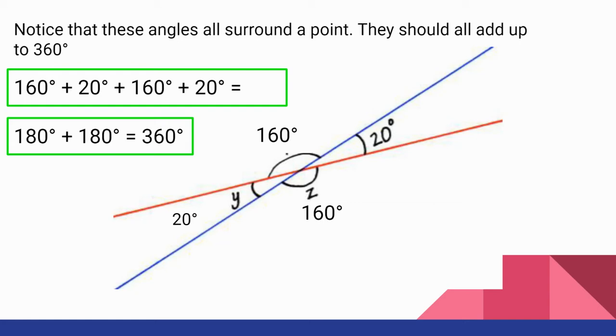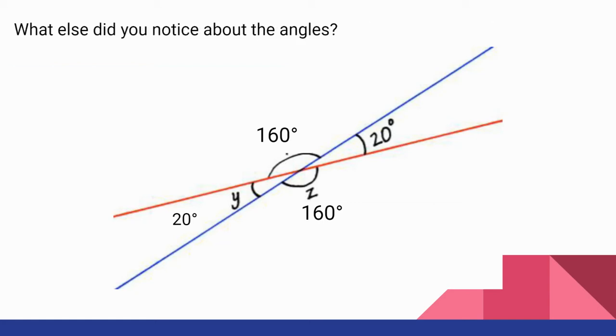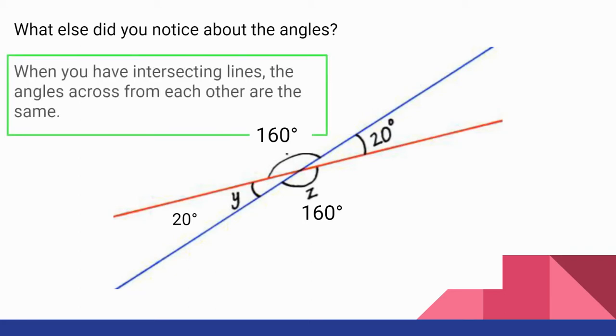There is another thing I want you to know. What else do we notice? Earlier I mentioned that we have doubles: 160 degrees, 160 degrees, 20 degrees, 20 degrees. Well, that's actually something that always happens when we have intersecting lines. When you have intersecting lines, the angles across from each other are the same.